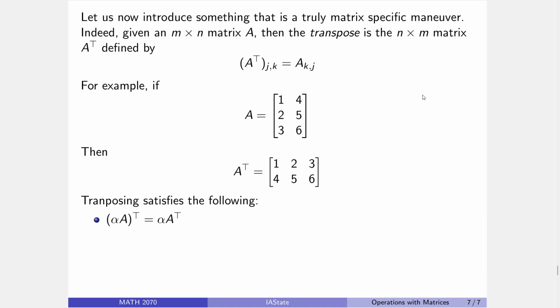And transposing satisfies some nice properties. If you transpose a scaled matrix, you get the scaled transpose. If you transpose a sum, you get the sum of the transposes. An interesting one is that the transpose of a product is the product of the transposes, but you have to do the order of the matrix multiplication in reverse. And that shouldn't be shocking, because transposing will change the dimensions of your matrix. It will swap the rows and the columns. So the only way that the multiplication can be defined is if you swap the order of it. And finally, a very interesting thing: if you transpose the transpose, you're back to normal.